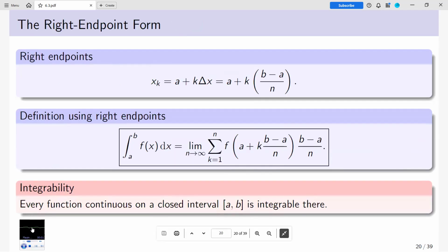Right endpoints give a convenient explicit formula for x sub k. Continuity guarantees that the Riemann sums converge to a definite integral. It is one of the nicer guarantees in mathematics, unlike this quiz should only take 10 minutes.